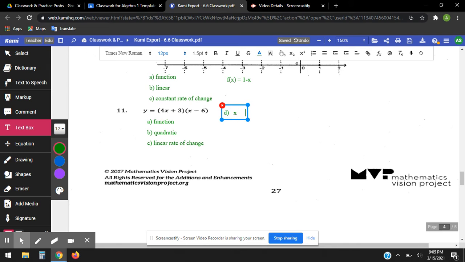So x, and we'll do a y on this one. So if x is 0, we have 3 times negative 6, which is negative 18. We do a 1, 4 plus 3 is 7. 7 times 1 minus 6, that's negative 5. So 7 times negative 5 is negative 35. And we'll do 2. 4 times 2 is 8. So 8 plus 3 is 11. 11 times 2 minus 6, which is a negative 4. That's a negative 44. And then we'll do 3.